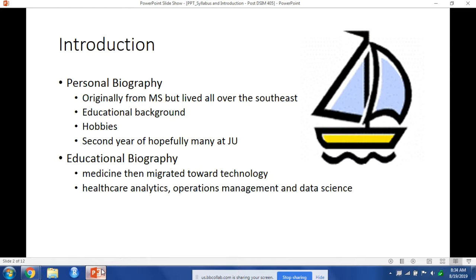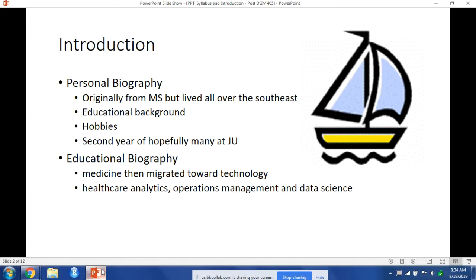So a little bit about me. I am originally from Mississippi, but I have lived all over the Southeast, from Texas to Georgia and Virginia, but I have mostly lived in Florida. My academic background is in clinical laboratory science from the University of Central Florida. I then moved on to Virginia Tech, where I worked on a master's and a PhD in information technology, mostly focusing on healthcare business analytics.